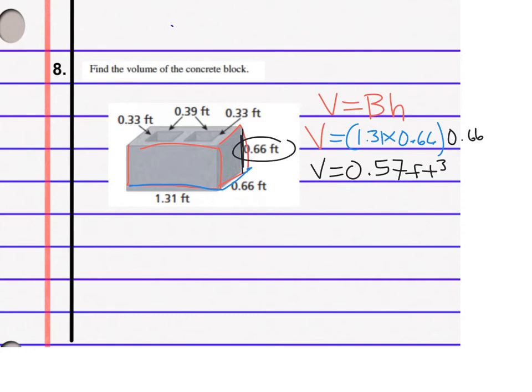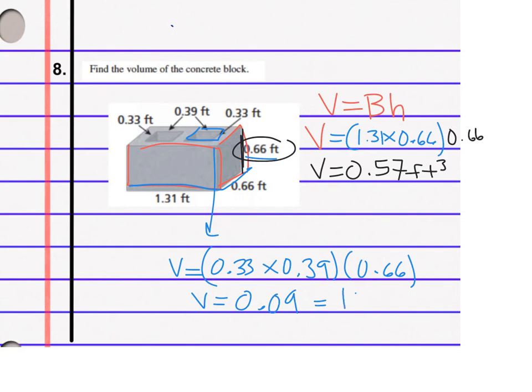All right, but we have these little holes that we need to subtract out. So I'm going to draw it down here, the volume of the hole. If you look at the base, it's telling you the base, 0.33 times 0.39, and then the height is the same height as the whole cylinder. So I'm going to multiply that, and that is the volume of one hole.